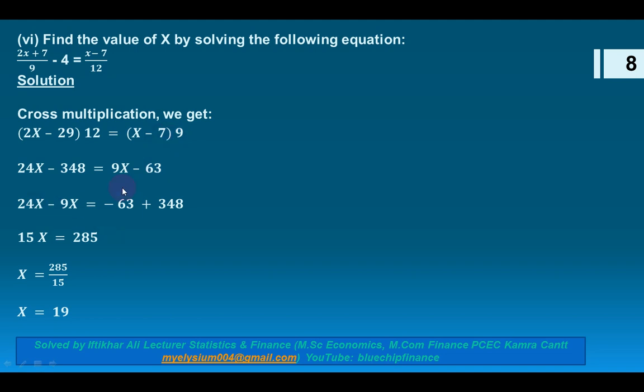After that, just take the variable on the left side of the equation and the constant on the right side of the equation. 24x minus 9x equals minus 63. This minus 348, when it goes to the right side of the equation, will become plus 348. So after solving this, the result is 15x equals 285, and 15 is multiplying here, so when it goes to the other side of the equation, it will be divided: 285 divided by 15, and the answer is 19.